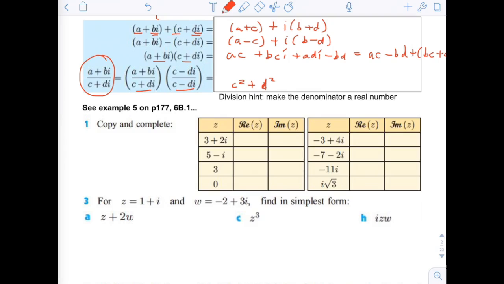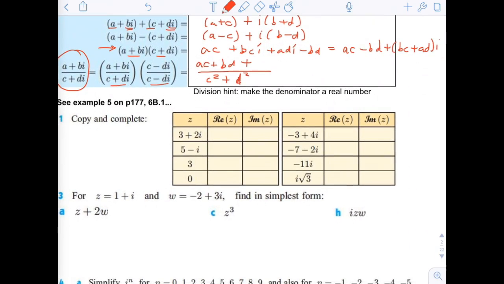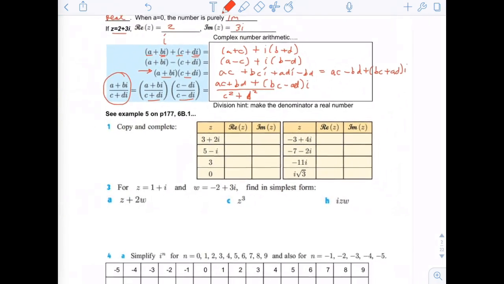On the top, we have a plus bi times c minus di, which is similar to this problem, except instead of positive d, we have minus d. So we could just recopy what we got above, except every time we see the d, let's see, AC minus BD. Every time we see the D, we need to reverse the sign, because now it's minus D. Plus BC minus AD i. Okay?